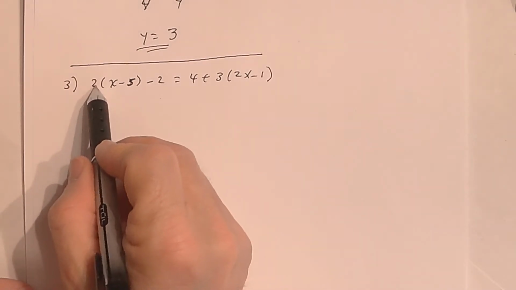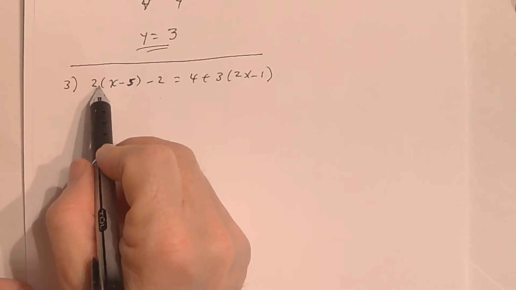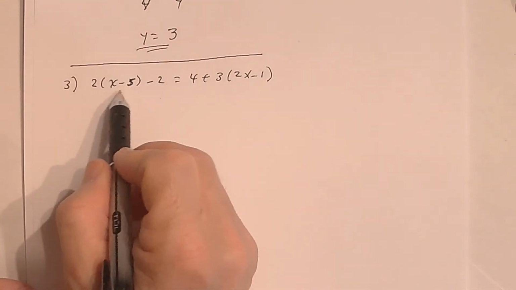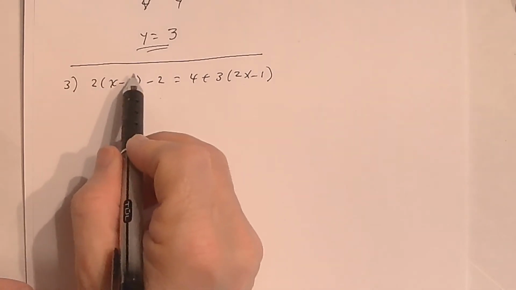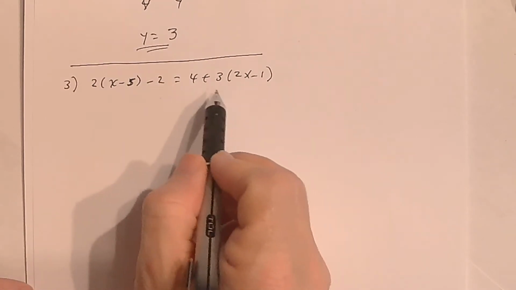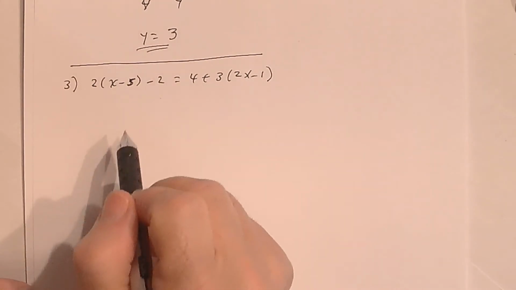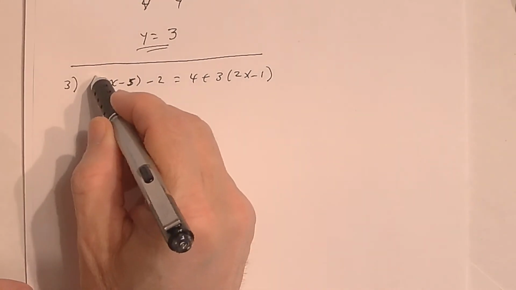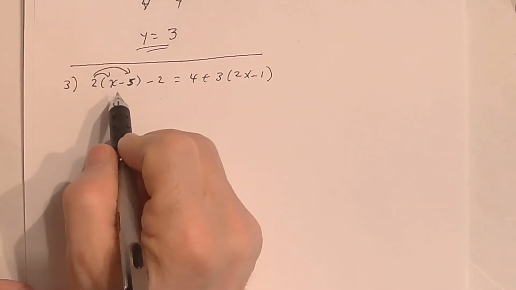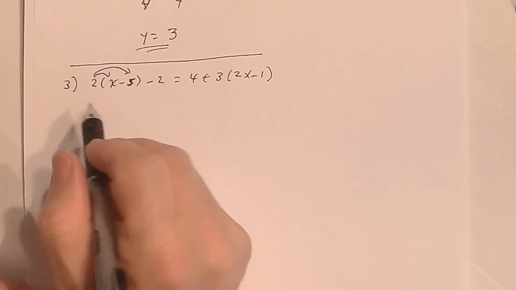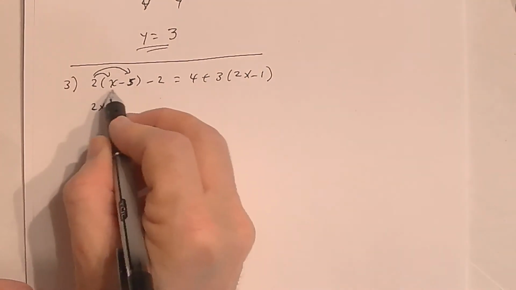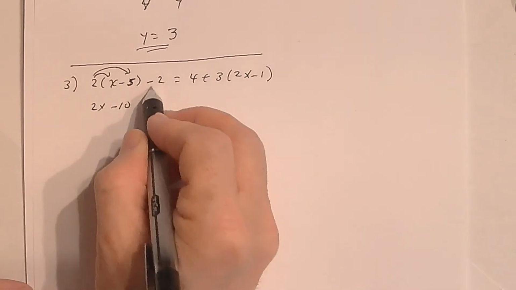Okay, so remember, distributive property involves multiplication. So you see this, you read this as 2 times x minus 5. So everything inside the parentheses, we multiply by 2. All right, now be careful on this side. So when we get to this side, we're going to discuss this. So sometimes students prefer to use those arrows to indicate that they're using distributive property. So 2 times x is 2x. 2 times a negative 5 is a negative 10, and then minus 2.